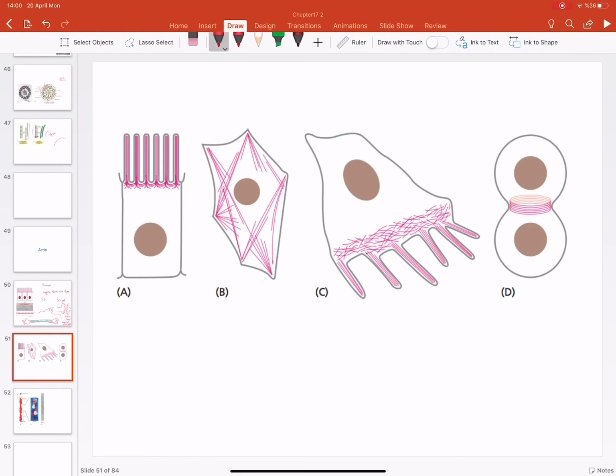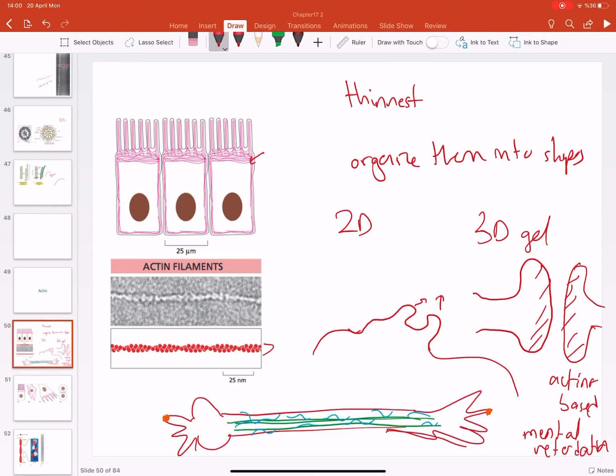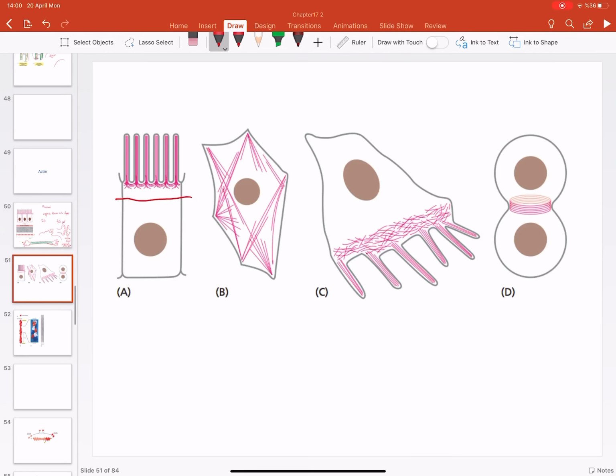Okay. There are 4 basic classes of structures made by actin in the cell. Microvillus. Please do not confuse them with the cilia. Cilia has a different structure. They are thicker and microtubule based. These are the microvilli. They are thinner and actin based. Okay. Microvilli. And these are the contractile bundles.